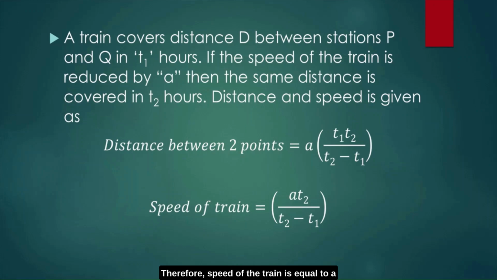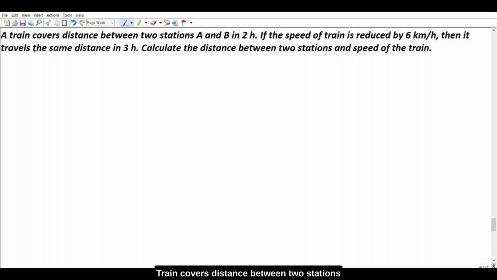Therefore, speed of the train is equal to A T2 divided by T2 minus T1. Let us solve an example using this formula to understand the concept. A train covers the distance between two stations A and B in 2 hours. If the speed of the train is reduced by 6 km per hour, then it travels the same distance in 3 hours. Calculate the distance between the two stations and the speed of the train.